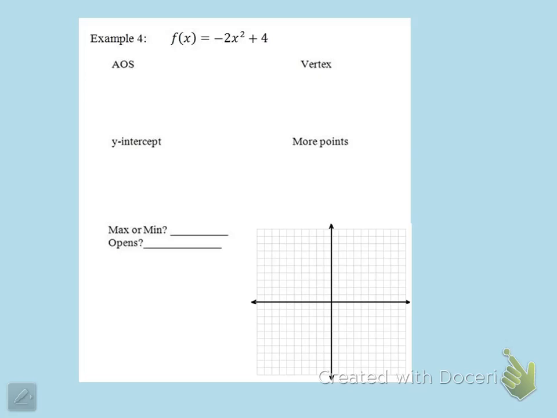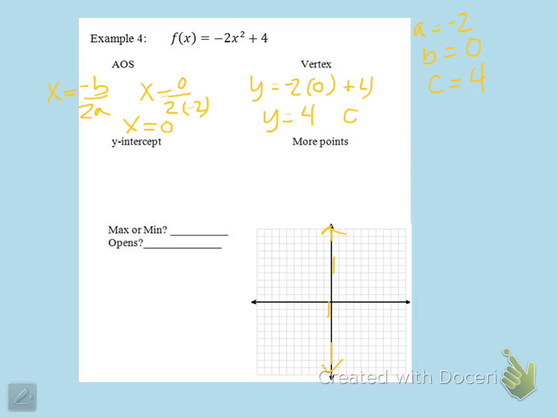Okay, so we got x equals negative b over 2a again. A is negative 2. B is 0 again because we don't have a number in front of just x, and c is 4. Okay, so x equals 0 over 2 times negative 2, so x equals 0 again. So let's draw our axis of symmetry. Okay, we got to plug in x equals 0 to find my vertex. Okay, so y equals 4, so that point is 0, 4.